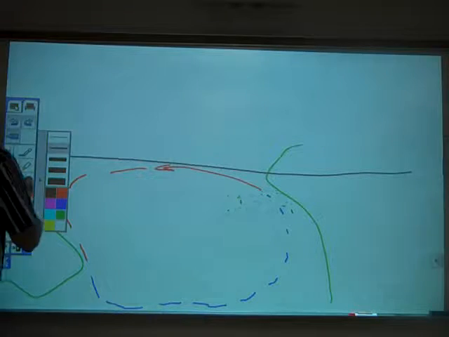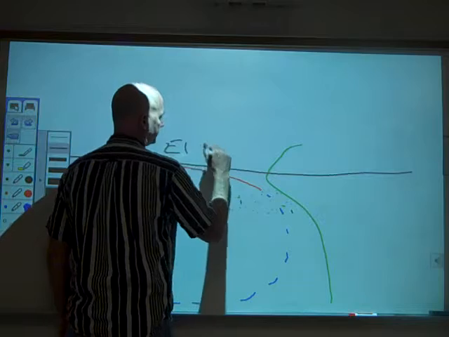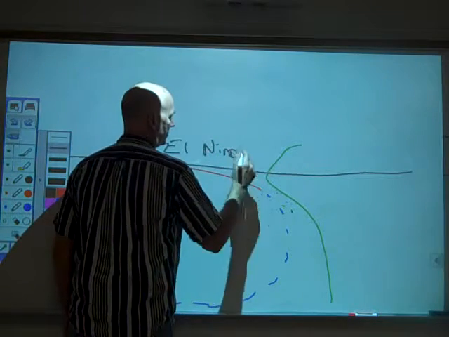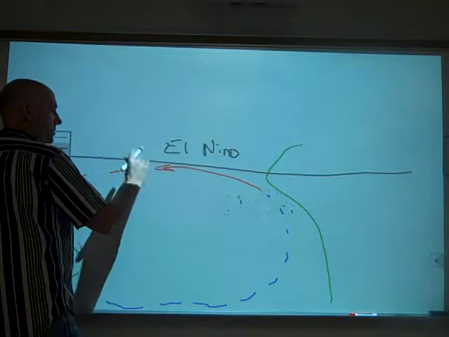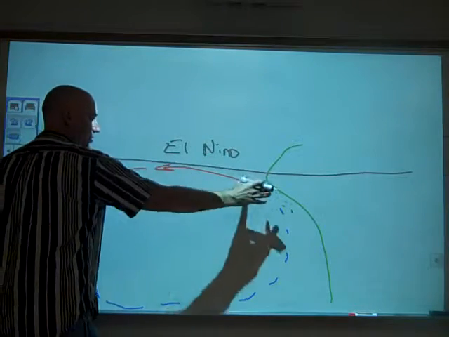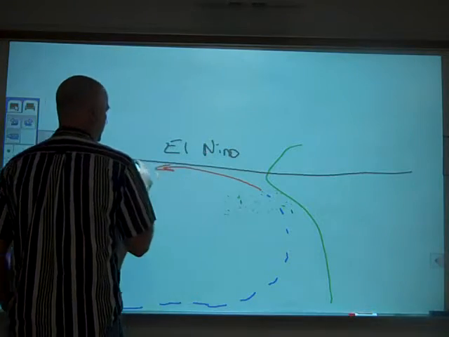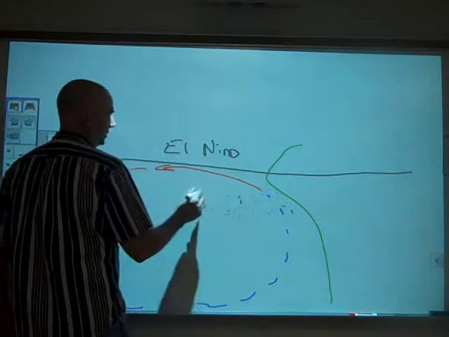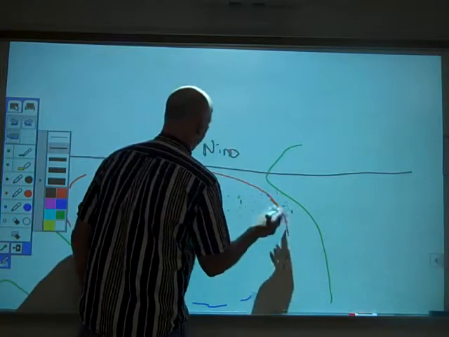Now when you have an El Nino, it's called the El Nino Southern Oscillation. The Southern Oscillation part is the wind factor. These are called the trade winds that push the water along. This slows down, and so consequently the water gets backed up this way.